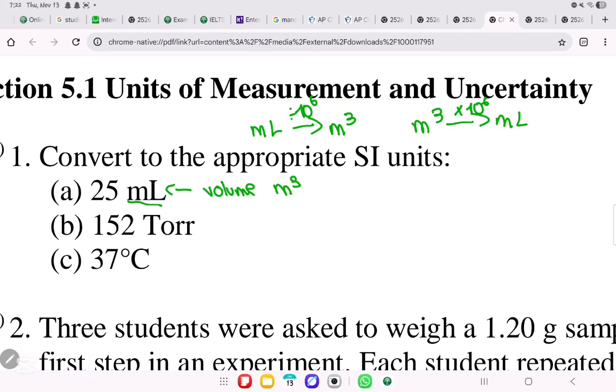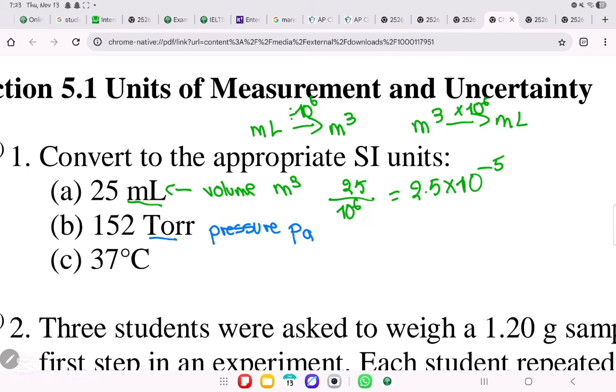That means over here, this should be 25 over 10 to the power of 6. So if I put it on my calculator, 25 over 10 to the power of 6, I get my answer to be 2.5 times 10 to the power of minus 5. Now we move on to part B, which is torr. Whenever we say torr, that means we're talking about pressure, and for pressure, the SI unit of pressure is Pascal.